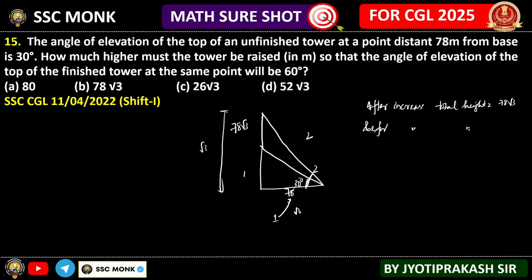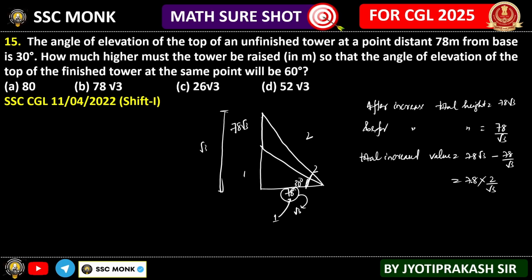Before increase, what was the total height? Before increase, 78 part is equal to root 3. So one part will be 78 by root 3. So how much has the height increased? Total increased value is equal to 78 root 3 minus 78 by root 3. That is equal to 78 into (root 3 into root 3, 3 minus 1) 2 by root 3. Clear? Yes or no? Yes.